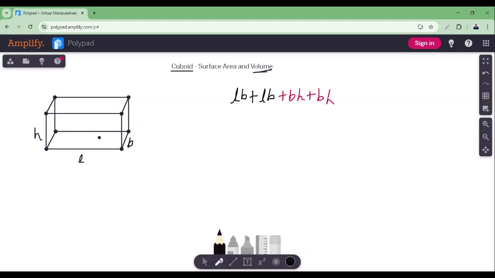We finished the bottom and the sides. Now we'll go and talk about the top and the bottom.